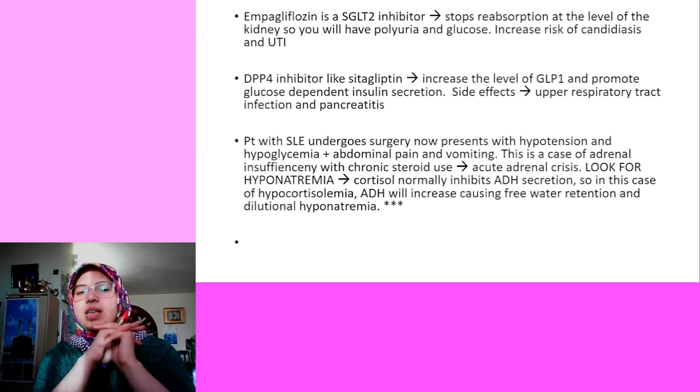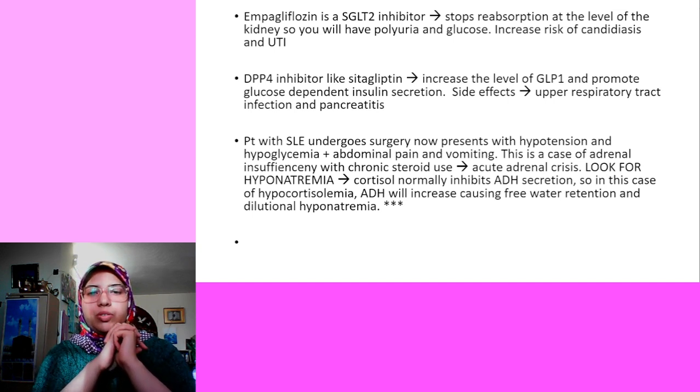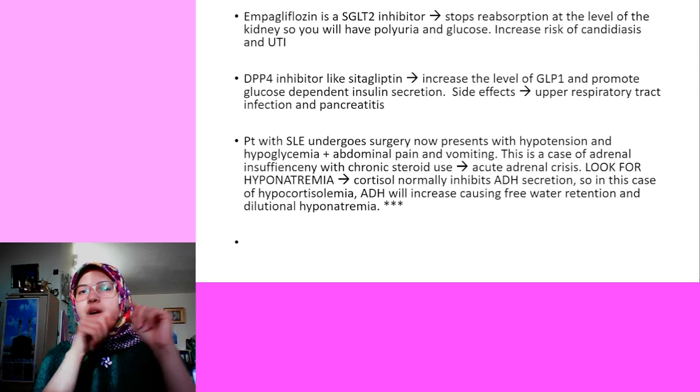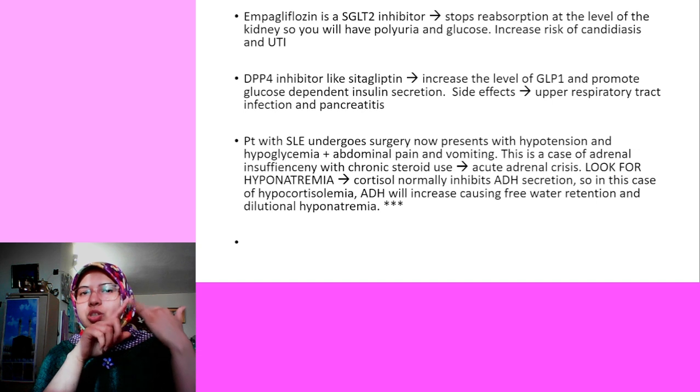A patient with SLE, lupus, undergoes surgery. So keep in mind, with lupus she was probably on corticosteroids. She undergoes surgery, and now she's presenting with hypotension, hypoglycemia, abdominal pain, vomiting. She's going into adrenal crisis. This is a case of adrenal insufficiency.